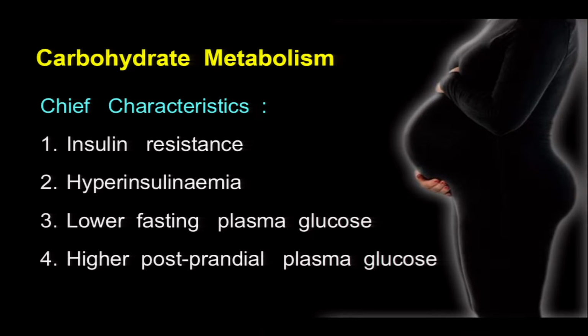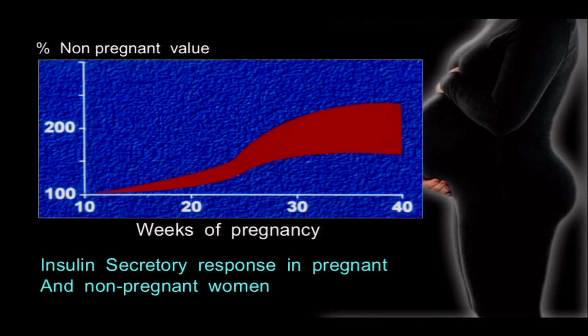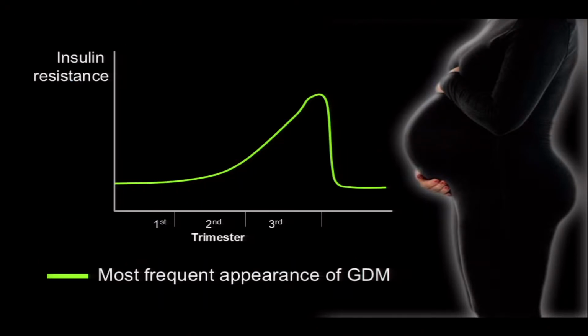Carbohydrate metabolism, the characteristics are insulin resistance, hyperinsulinemia, lower fasting plasma glucose and higher postprandial plasma glucose. Now let's look at the insulin secretory response in a pregnant woman compared to the non-pregnant state. As pregnancy advances, you can see the amount of insulin secretion. There is hyperinsulinemia, which again peaks during the third trimester of pregnancy. That is about insulin secretion, which is therefore reflective of the insulin resistance that takes place during pregnancy.